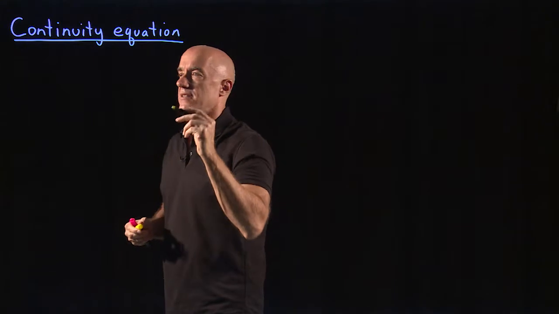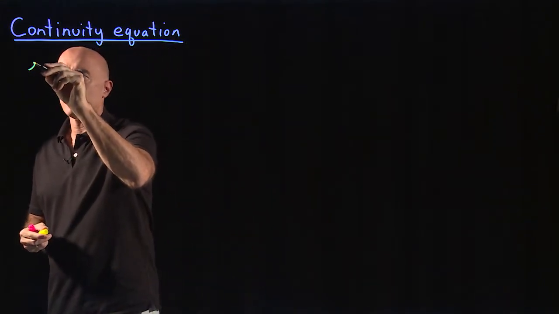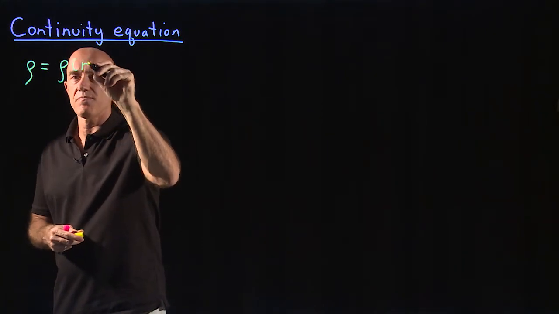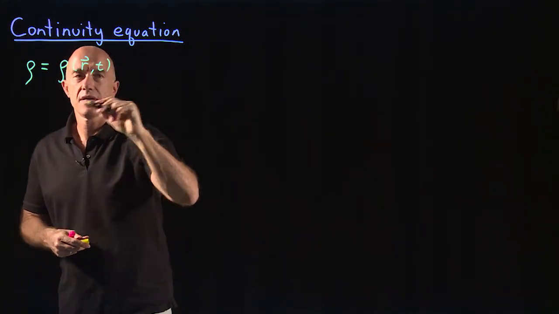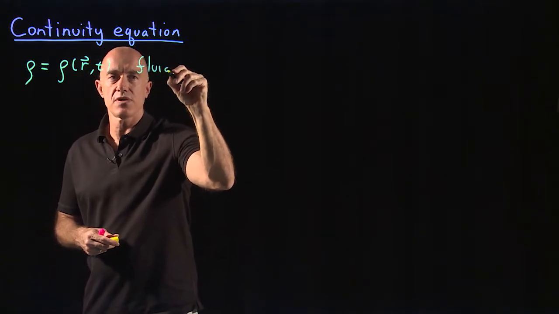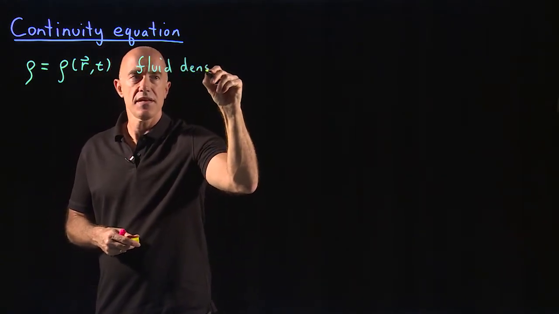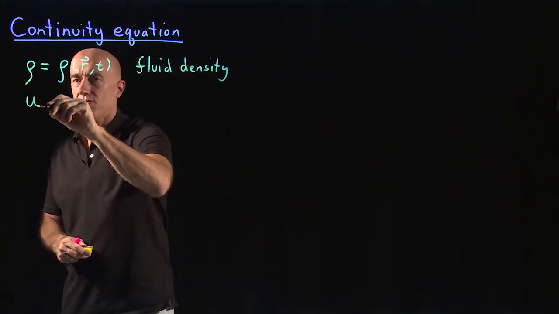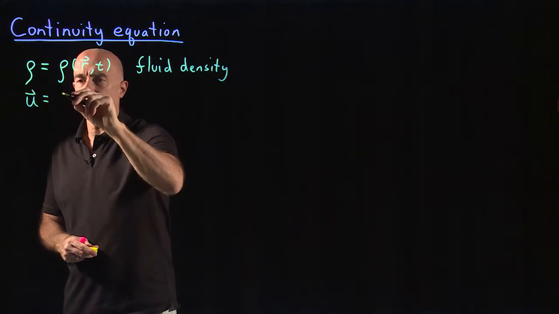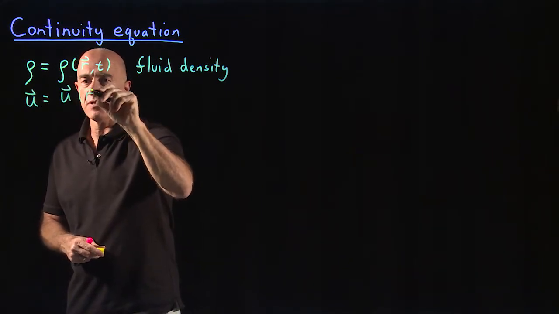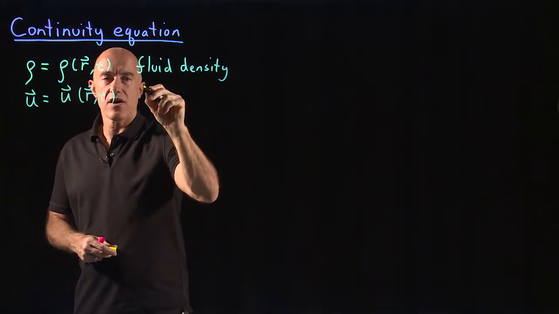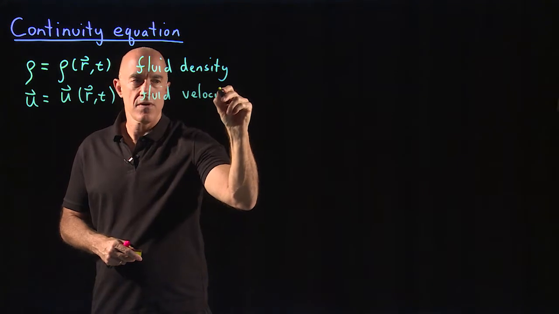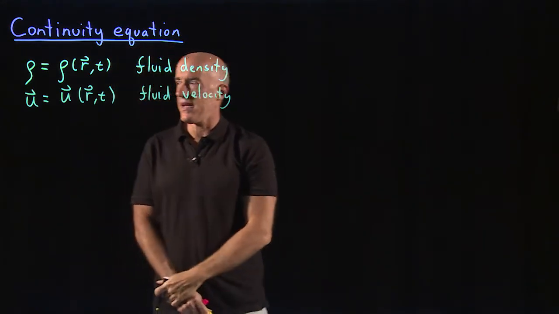So to derive the continuity equation for a fluid, we need two quantities. One is rho, which is a function of position in the fluid and time. It corresponds to the fluid density, the mass per unit volume. The other is u, which is a vector field, a function of position and time, and that corresponds to the fluid velocity, right? The length per unit time.